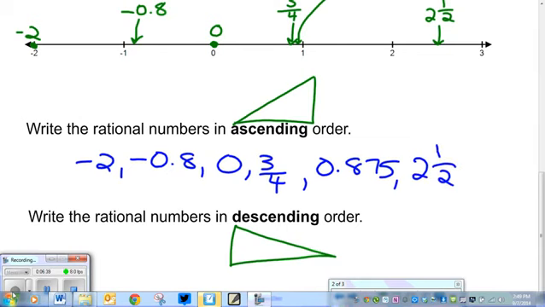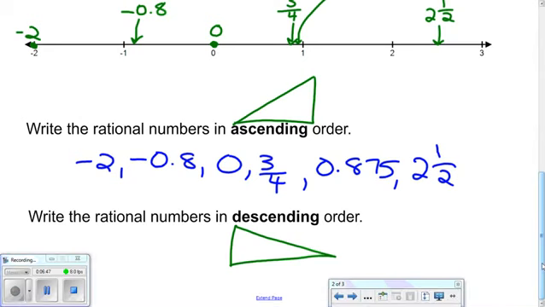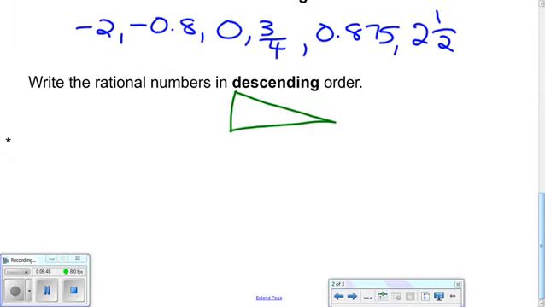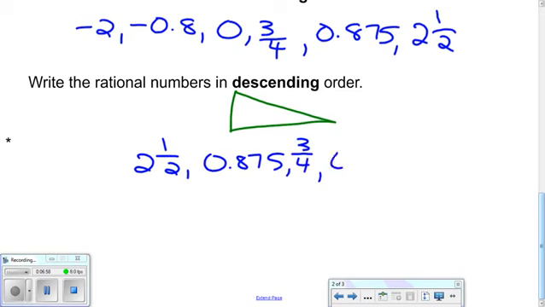And I'm writing them in the format that the question gave me, not the decimals that I created to compare them. So then if we said, okay, you need to do it in descending order, well, descending order is just this order, but in reverse. So positive 2.5, 0.875, 3/4, 0, negative 0.8, and then negative 2.